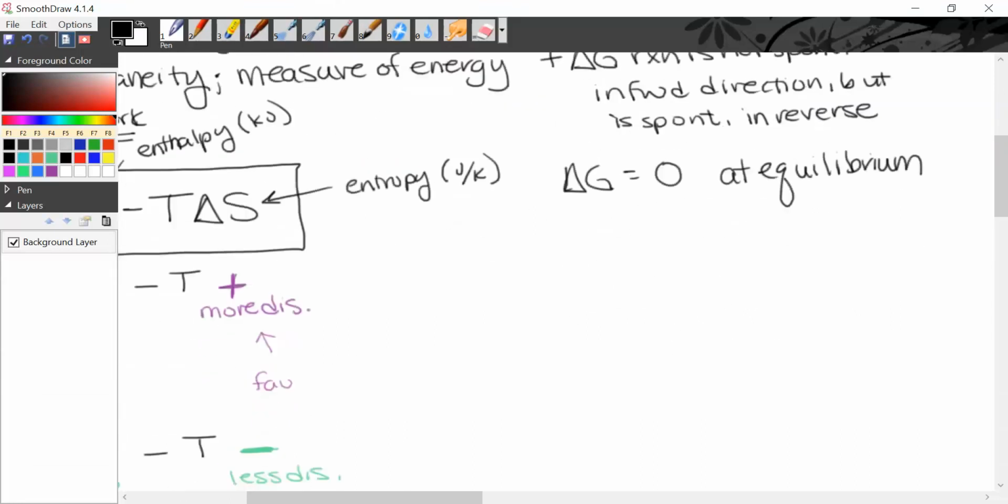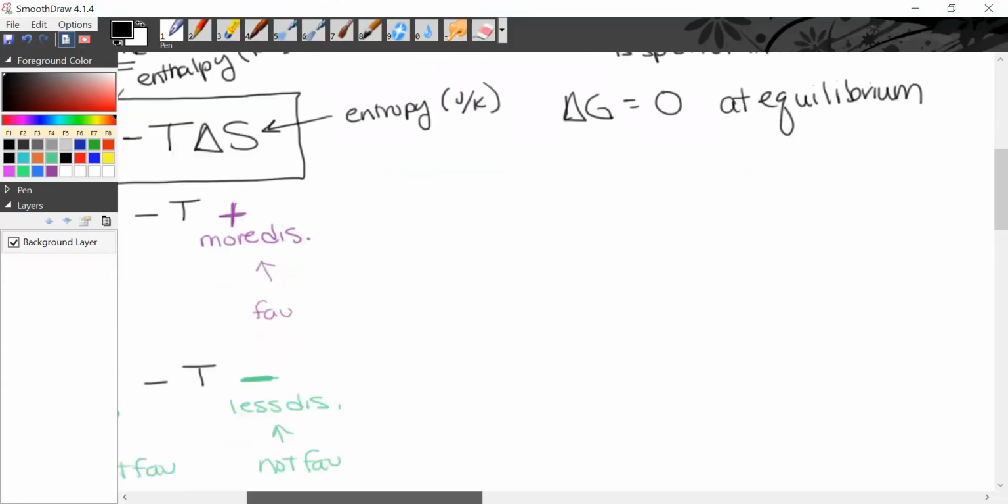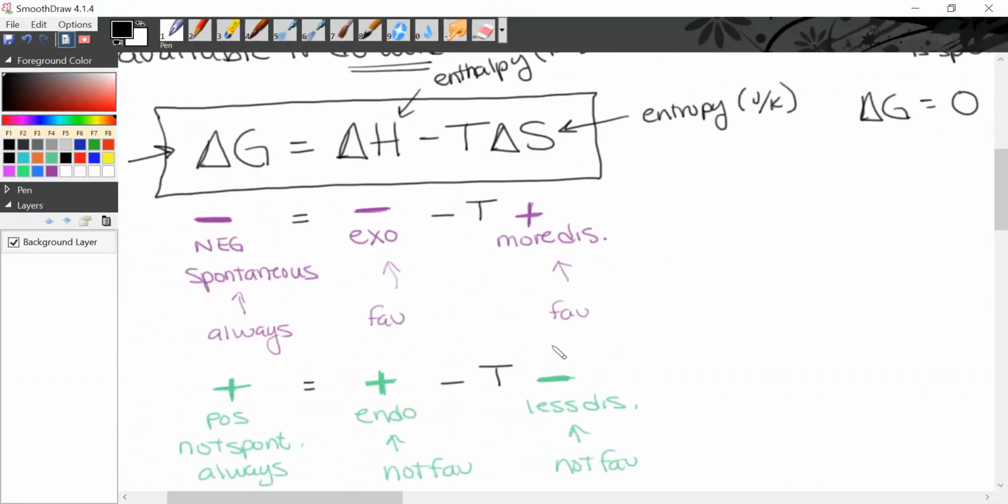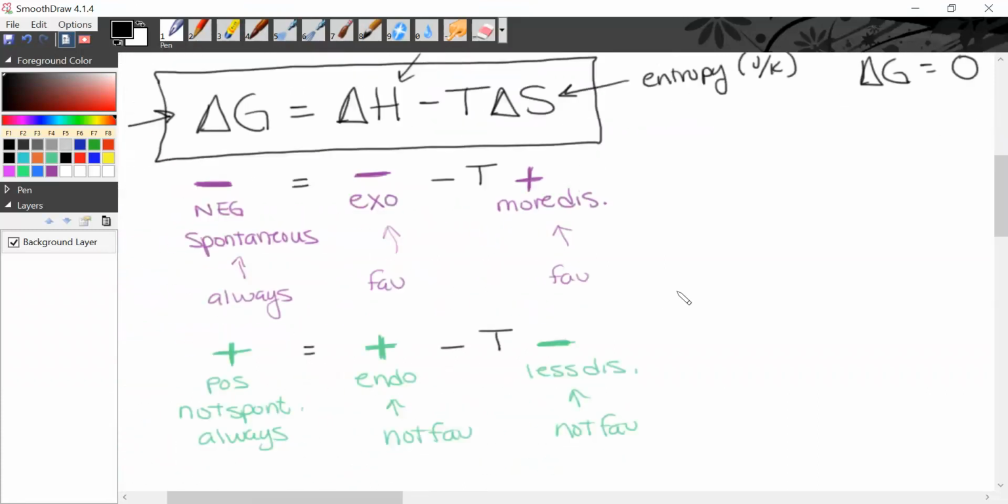Now, back to my little color-coded diagram here. Do you guys see how I just looked at two scenarios? I looked at a scenario where both things were favorable or both things were not favorable. What's left to talk about?